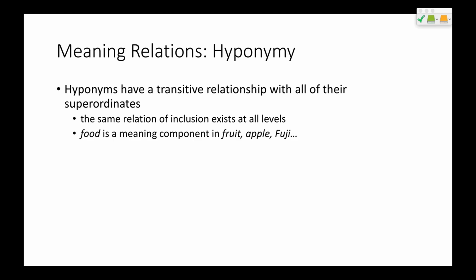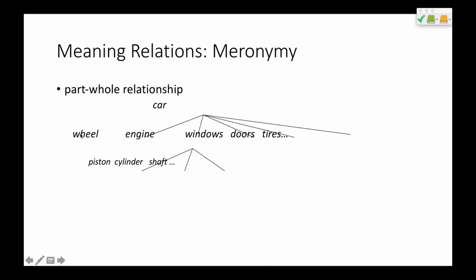So that's called a transitive relationship because it goes all the way down. The same relationship of inclusion exists at all levels. So food is a meaning component. In other words, it's part of the definition of Fuji, which is an apple, which is a fruit, which is a food. Okay?